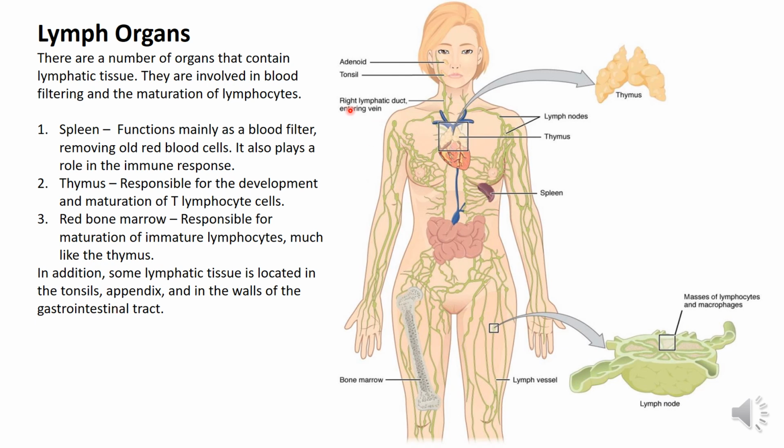Here you can see the various lymphoid organs: adenoid, tonsil, spleen, thymus here and the red bone marrow. Important lymph organs. In addition to this, there is the appendix and the walls of the gastrointestinal tract.